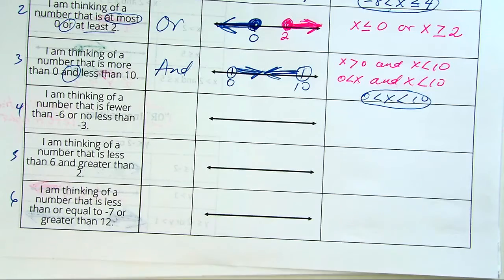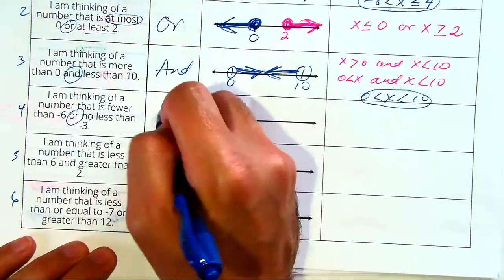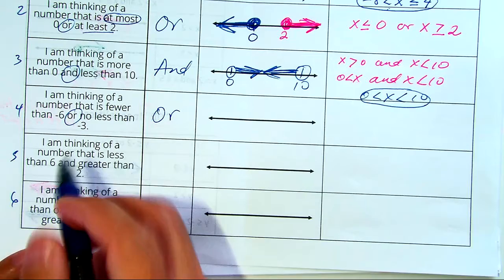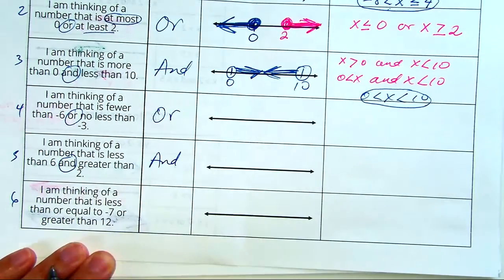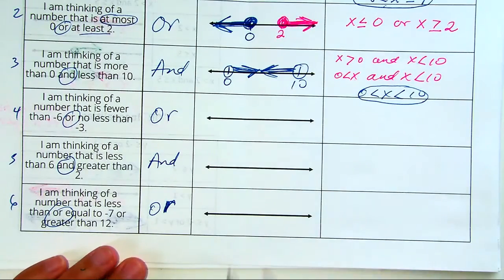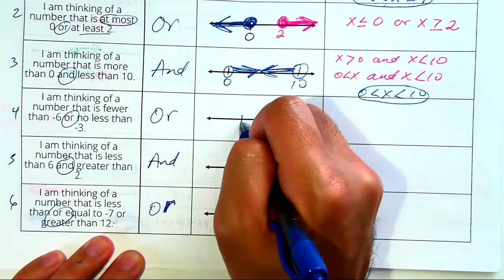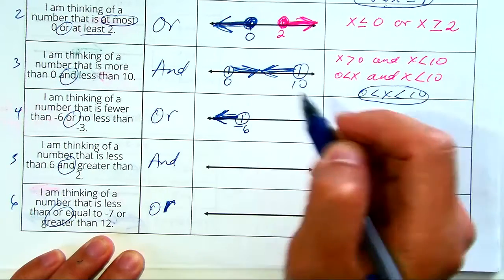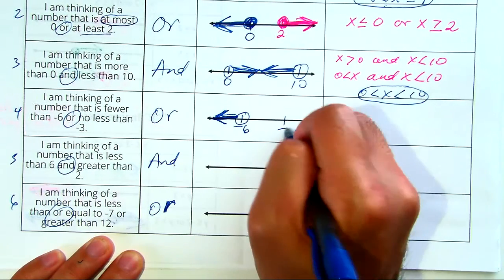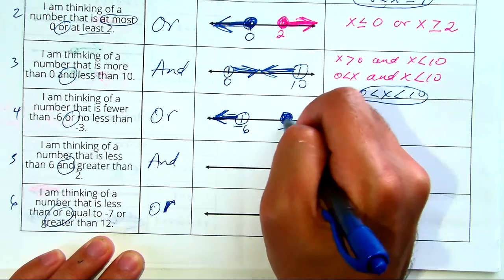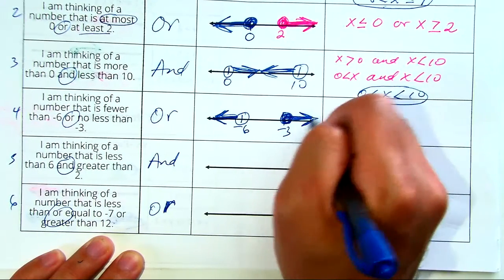Alright, number 4 is going to be an "or". Number 5 is going to be an "and". And number 6 can be an "or". There you go. And we can do this quickly. Fewer than negative 6 means less than. But no less than negative 3, meaning negative 3 or more, to the right.